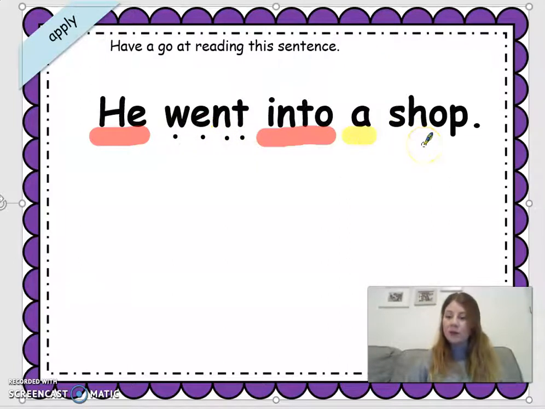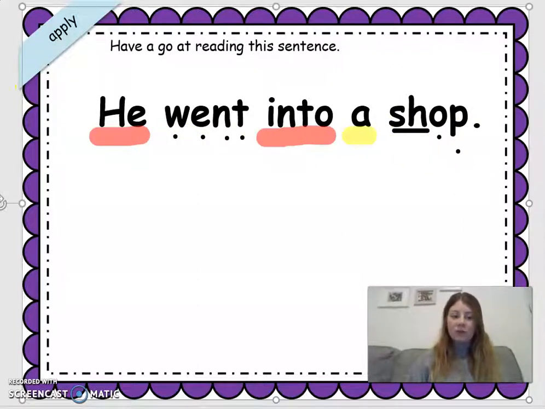What about this word? Can you see any digraphs you know? There's the sh sound there. Okay, let's blend it all together. He went. He went into a shop. He went into his shop.